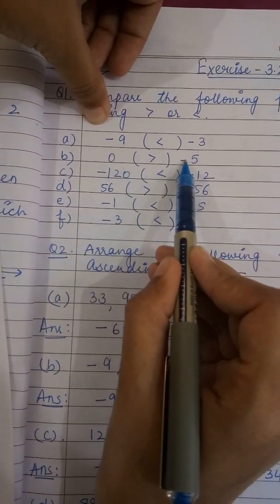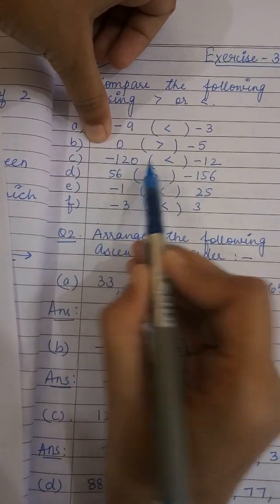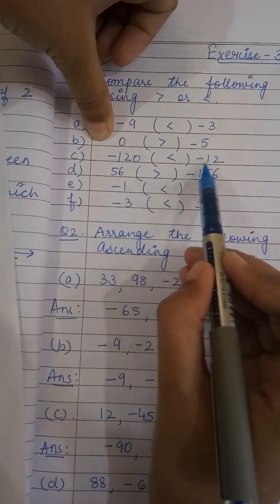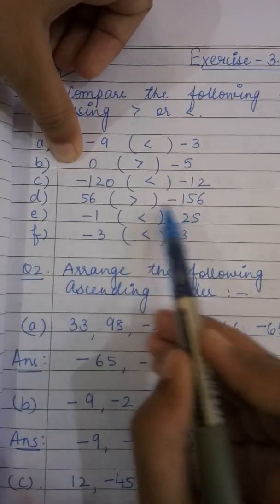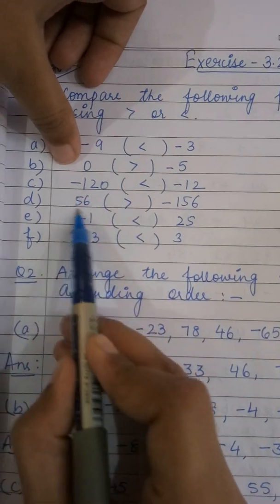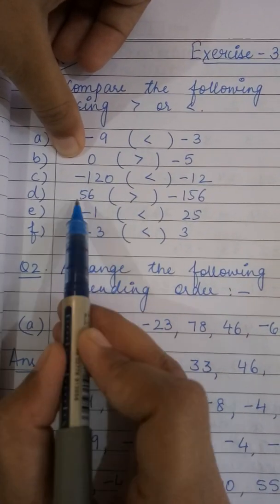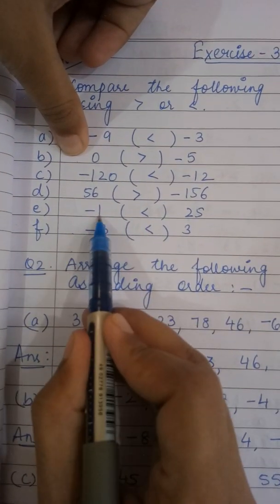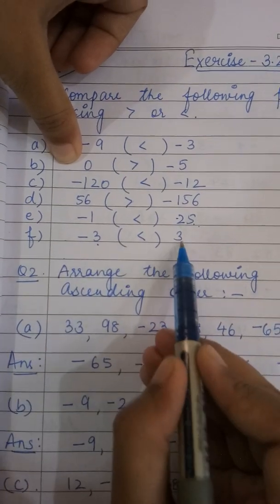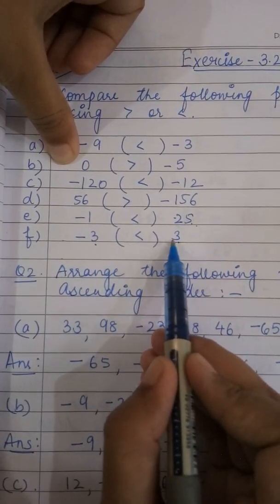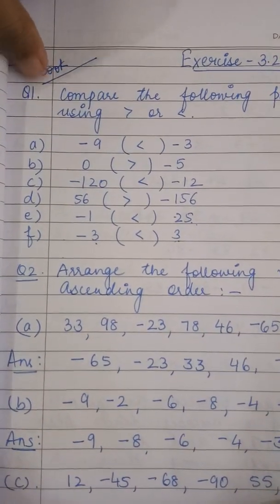0 and minus 5, of course 0 will be greater. Okay, now next minus 20 and minus 12, which one is going to be greater? Minus 12. Similarly, the next one, D part, 56 and minus 156. Now 56 is a positive integer and this is the negative, so 56 is going to be the greater one because of the positive integer. Next, minus 1 and 25, 25 because 25 is positive. Minus 3 and 3, which one is the greater one? 3, because it is positive, so 3 is greater than minus 3. Fine, so this question you can do in the book.